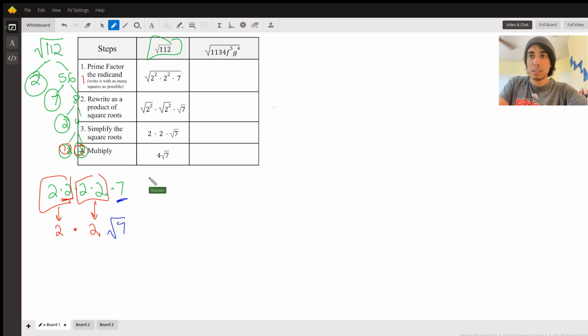And then whatever's on the outside gets multiplied together. So 2 times 2 is 4, and then square root 7. And notice that gets to the same answer as them, but to me, it's less steps and it's quicker.